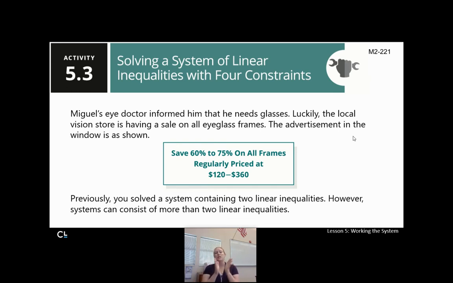So previously, you solved a system containing 2 linear inequalities. However, systems can consist of more than 2 linear inequalities.